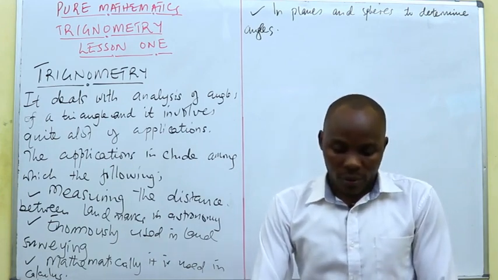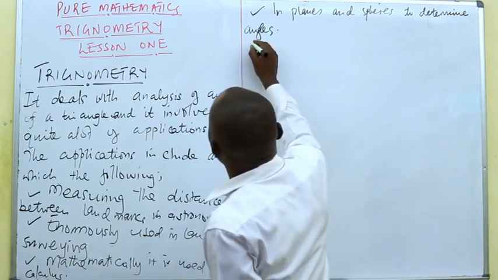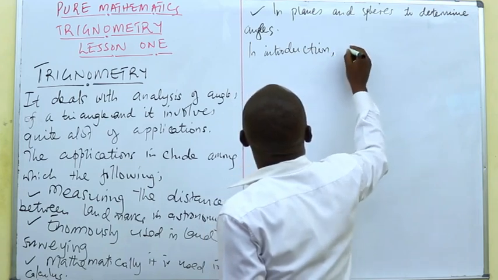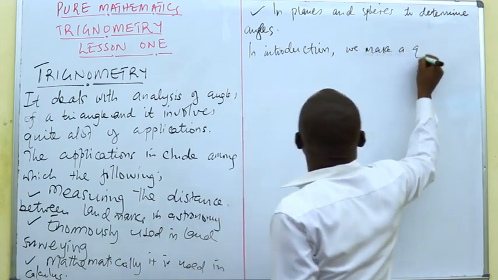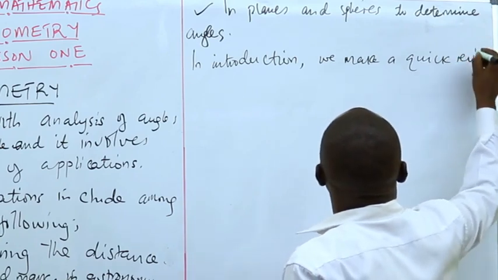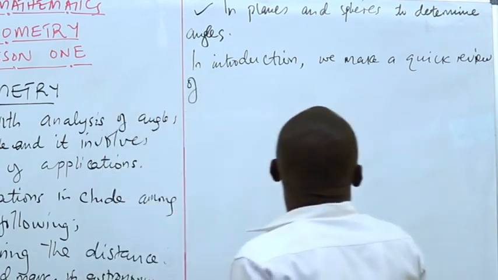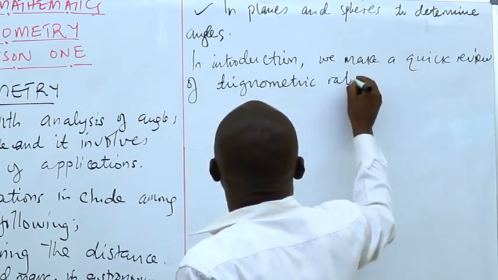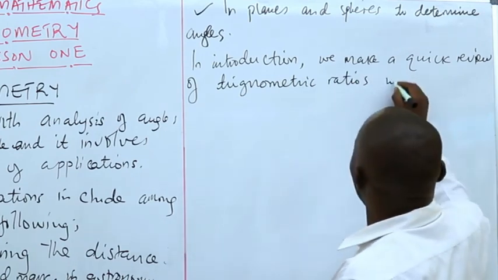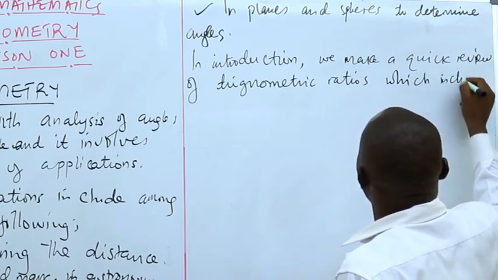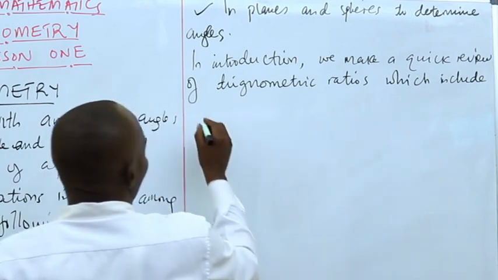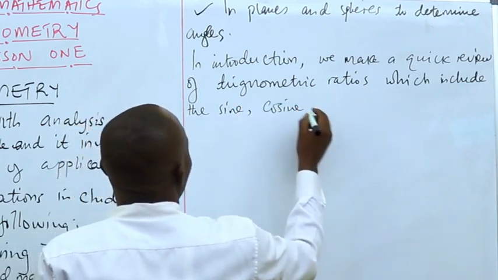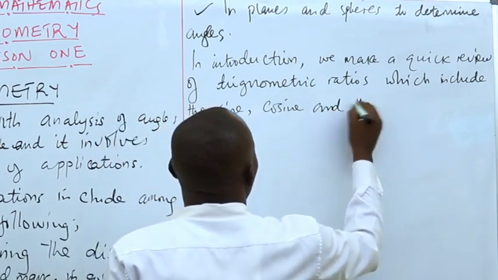Now, in introduction, we make a quick review of trigonometric ratios, which include the sine, cosine, and the tangent.